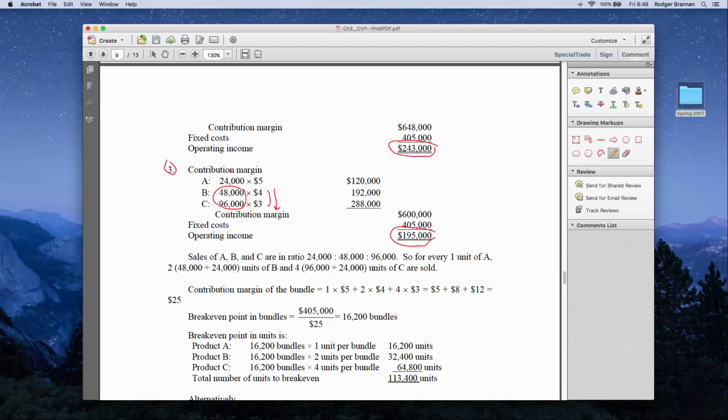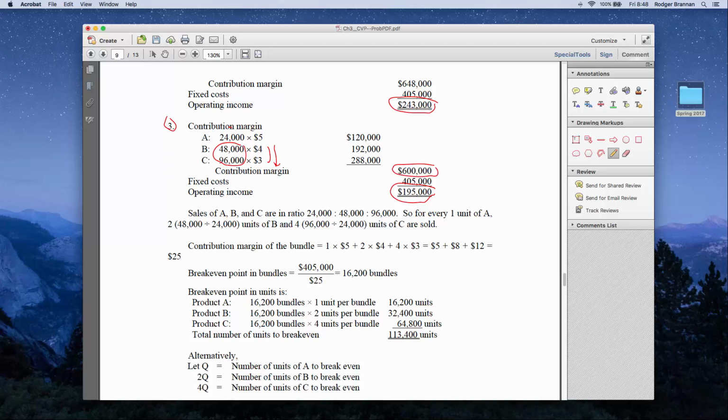But I need to look at the numbers and determine, well, how much of a difference is it? Given this assumption, that we're going to sell these amounts here, then the contribution margin that they would generate would be 600,000. And given the fixed cost remain 405, well, fine, it looks like they're about $48,000 worse off, okay? That they've had this migration to a low contribution margin. That would not be a good situation for the company. So they would be far worse off.